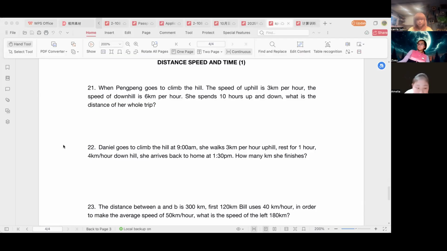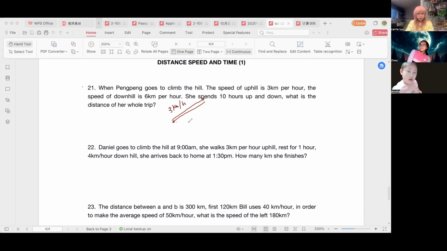Okay, Zoe has finished. So let me ask you a question. Peng Peng is going to climb the hill. She's going up and she's going back. Is the distance the same or not the same? Zoe or Emily? Same. Very good, the same, right? Okay, we know uphill is 3 kilometers per hour and downhill is 6 kilometers per hour.